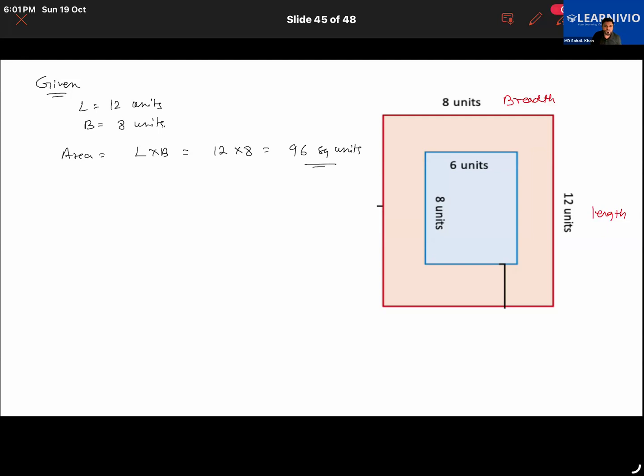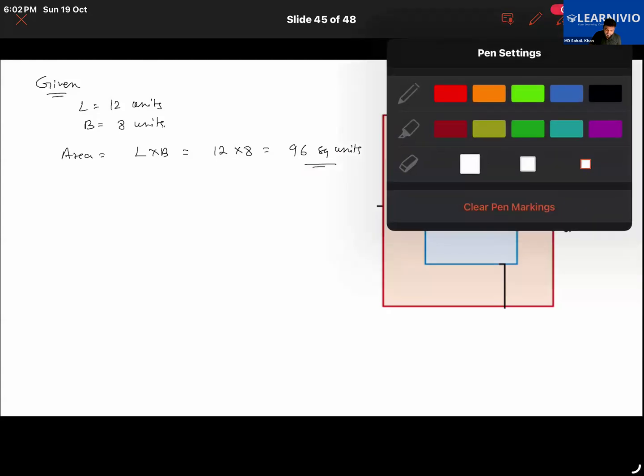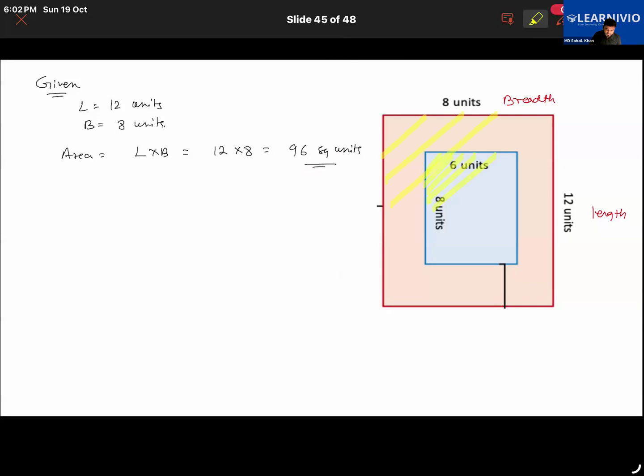Right now we have found the area of the bigger rectangle here. Without the small rectangle, how much is the area? So that is equal to 96 square unit, which we have just calculated here. 8 multiplied by 12, that's giving you 96 square unit. It's basically the area of the bigger rectangle here. Like here, we're including this area also. Understanding it? This entire rectangle has an area of 96 square unit. Got it?